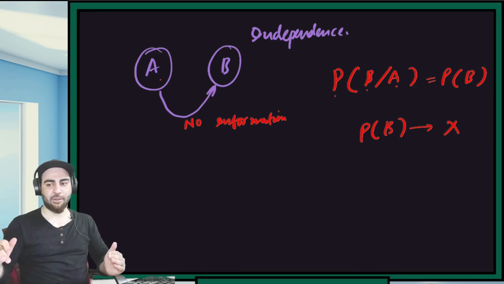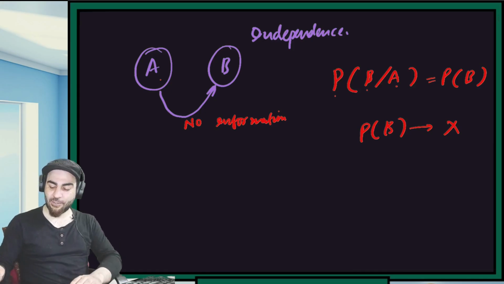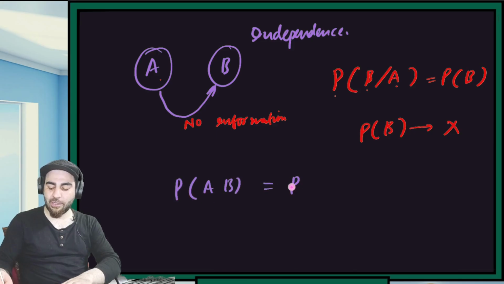Okay, so putting it mathematically, people usually write it like this: the probability of A and B happening simultaneously is equal to probability of A times probability of B given A.